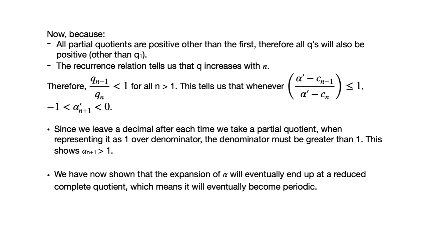We have now shown that the expansion of alpha will eventually end up at a reduced complete quotient, which means it will eventually become periodic.